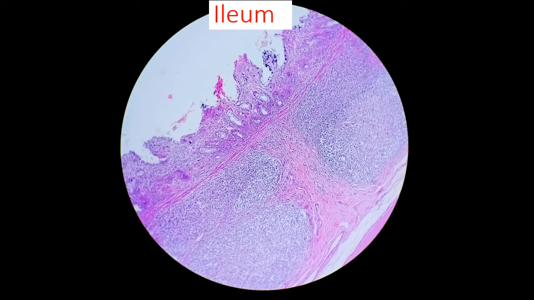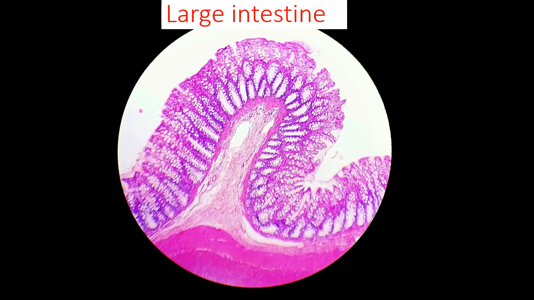Then you're going to see the ileum. In the ileum, the villi are shorter. Can you see the villi? So the villi are shorter, then intestinal glands can be seen, and this is the muscularis mucosa layer. Then in the submucosa, we can identify aggregated lymphatic follicles, called Peyer's patches. So Peyer's patches can be seen in the submucosa of the ileum, and the villi are short, and intestinal glands can be seen. So these are the identification points you have to write under ileum.